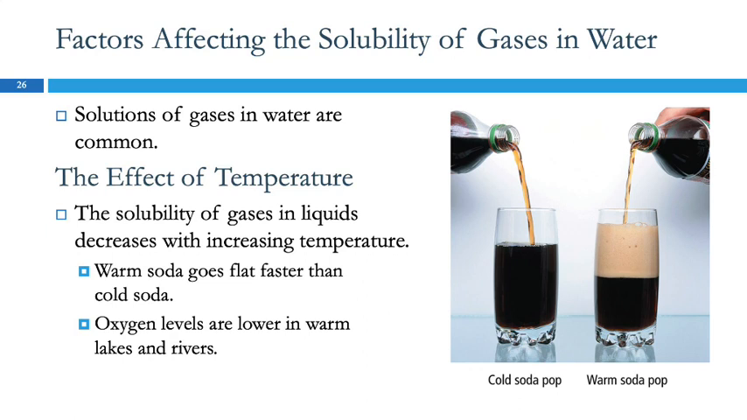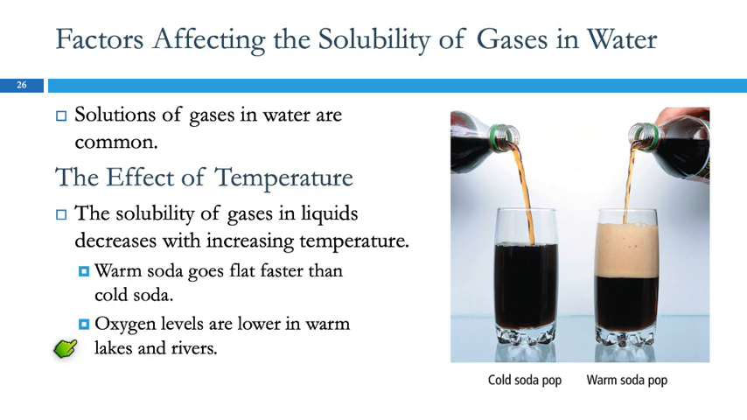This is significant in aquatic life. In warm lakes and rivers, oxygen levels are lower. And so some fish need to live in cold water, other fish need to live in warm water. But they're going to die if they're in the wrong temperature of water, because the warm water doesn't have enough oxygen, and so they'll literally suffocate.